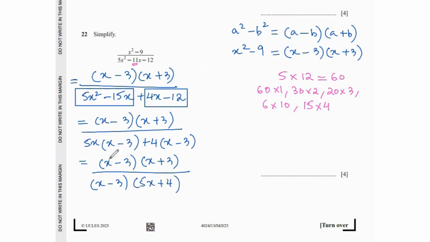And as you can see, there's an x minus 3 in the numerator and denominator. So we cancel those out, and we're left with x plus 3 divided by 5x plus 4. This is your fraction in its fully simplified form. We cannot further simplify it. You cannot cancel out the x's because it's x plus 3 in the numerator and 5x plus 4 in the denominator. X is being added to something, so you can't cancel. This is the fully simplified answer.